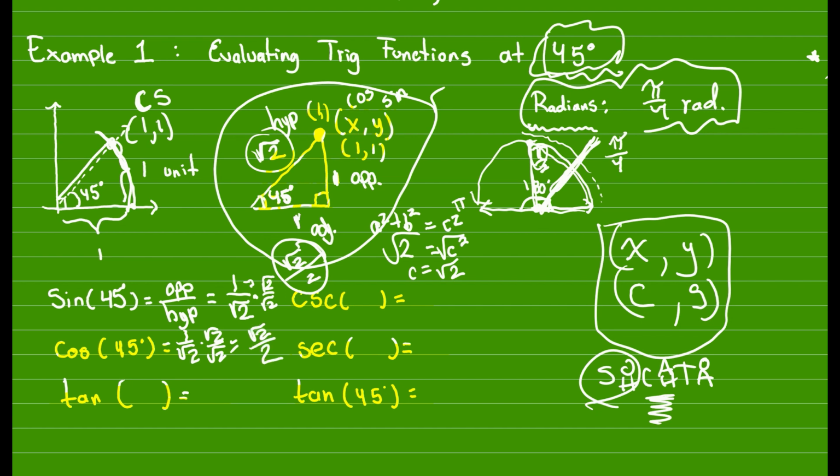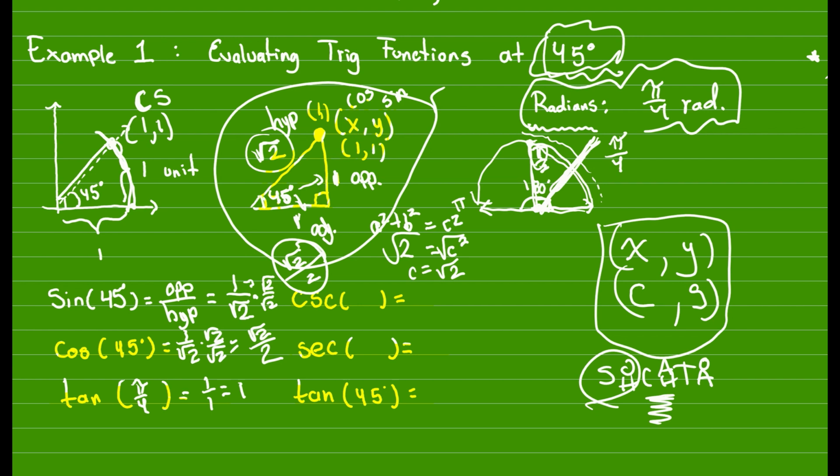Ta-da! What is tangent? Tangent of 45 degrees is the same thing as me saying tangent of pi over 4 radians. So what is tangent of pi over 4 radians using these ratios? Well, it was going to be opposite over adjacent. And what is the opposite? Well, according to this one, opposite over adjacent is 1 over 1, which is 1. Those are the values at that particular angle.